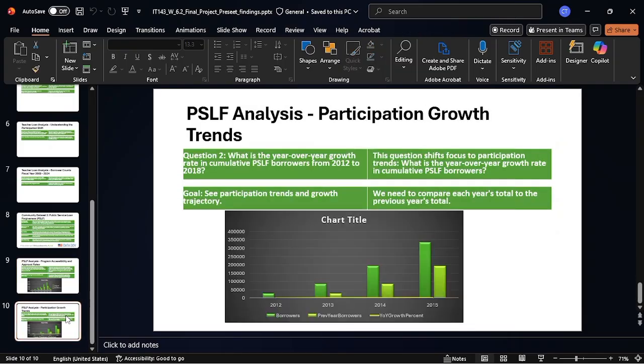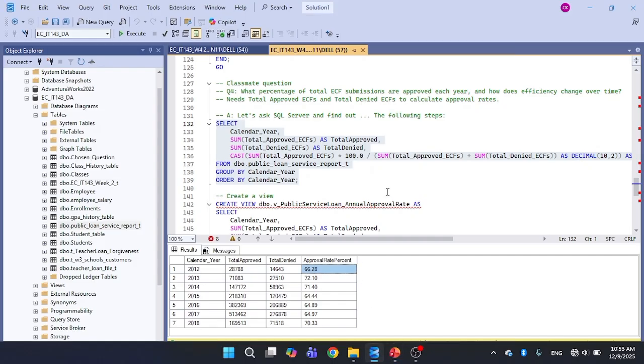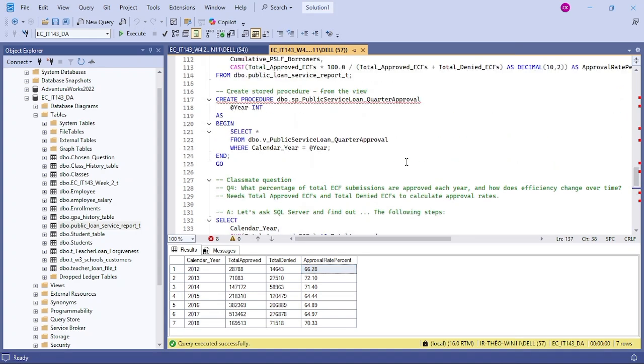Next, this is the next question for this dataset, which asks for participation growth trends. What is the year-over-year growth rate in cumulative public service loan forgiveness borrowers from 2012 to 2018? This question shifts focus to participation trends. The goal is to see the participation trend and the growth trajectory. So we need to compare each year's total to the previous year's total. And this is our code.